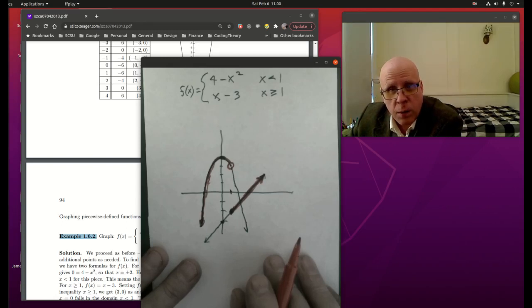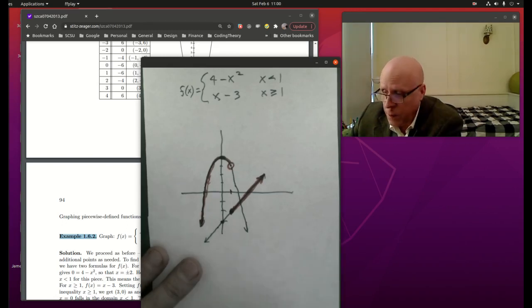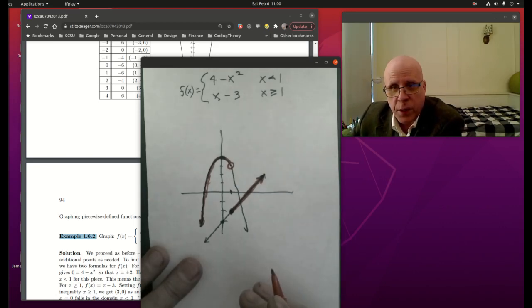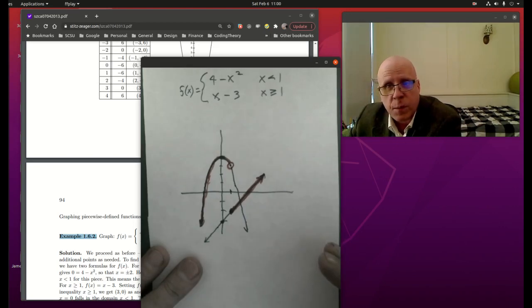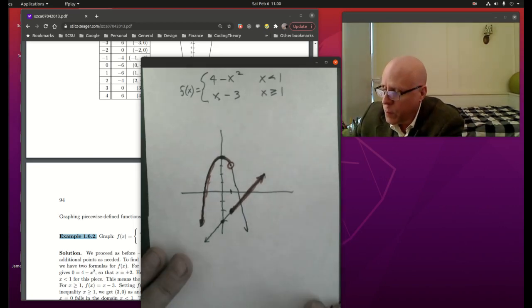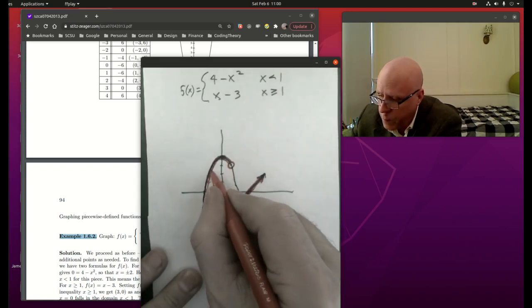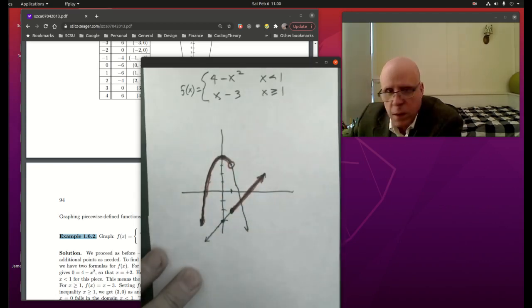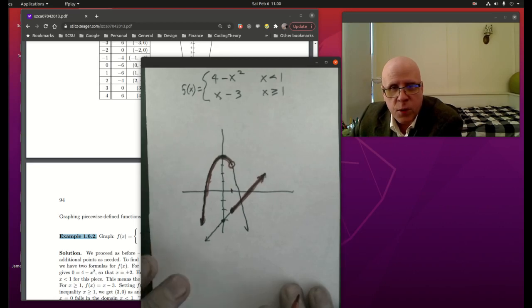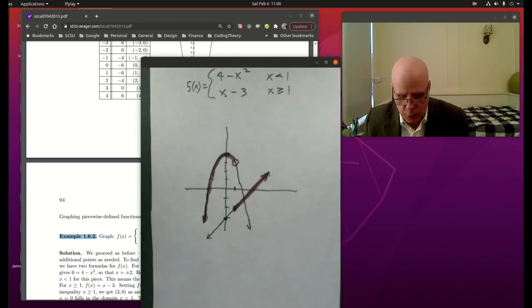But there are things that do change in a jump like that, for instance, a tax rate. It's one number up until you make $100,000, and then it's a totally different number beyond that. So there are times when we do have graphs of functions that make perfect sense, that have this kind of feature where there's a skip or a jump in them. It's technically called a discontinuity.